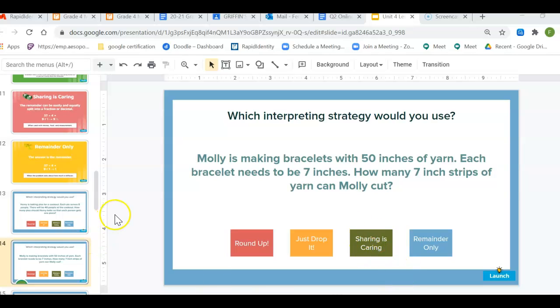Sharing is caring for that one. Use it or sharing and care. Sharing is caring.